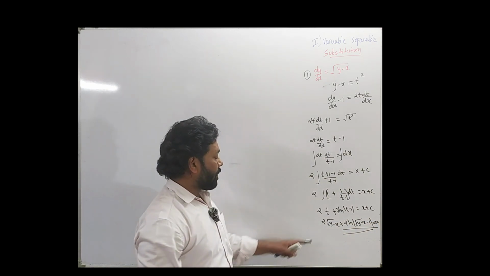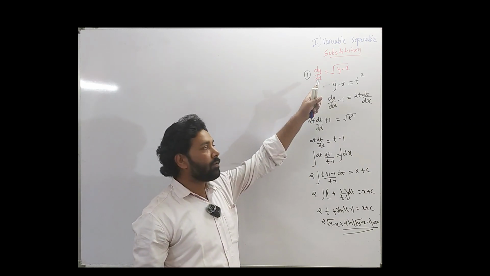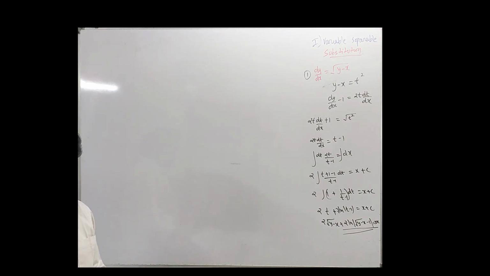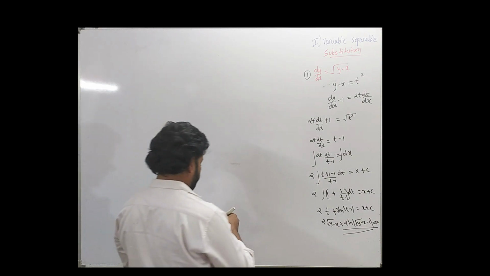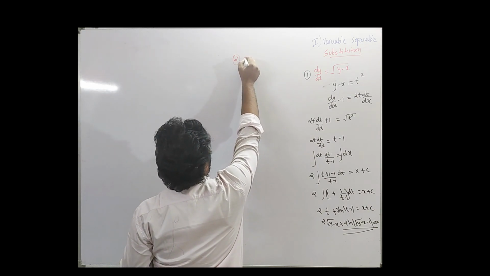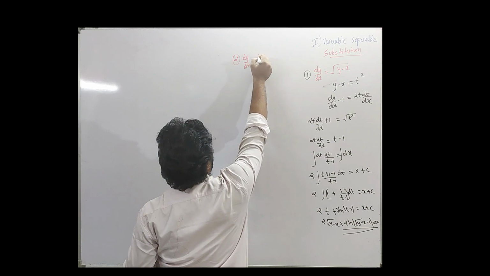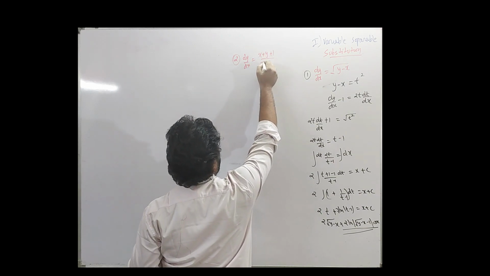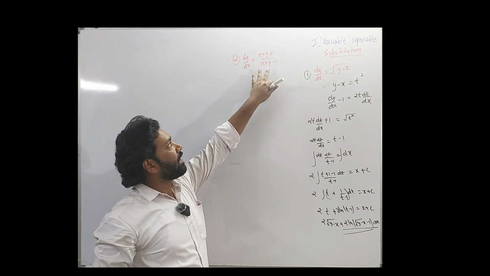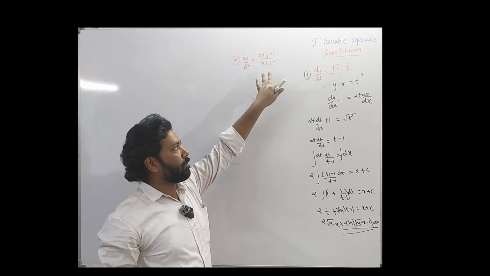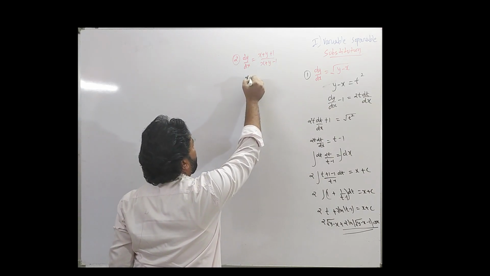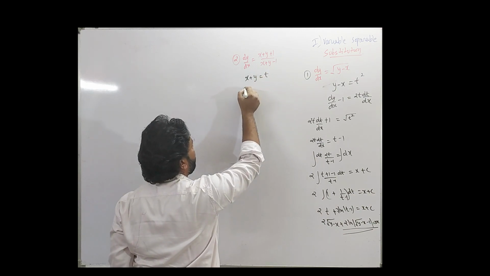So this is the solution to the given differential equation using the method of substitution. Then another question for the substitution we have is dy by dx is equal to x plus y plus 1 upon x plus y minus 1. Here also, if you analyze, again separating x and y is not possible. So we'll use the method of substitution. x plus y equal to t.